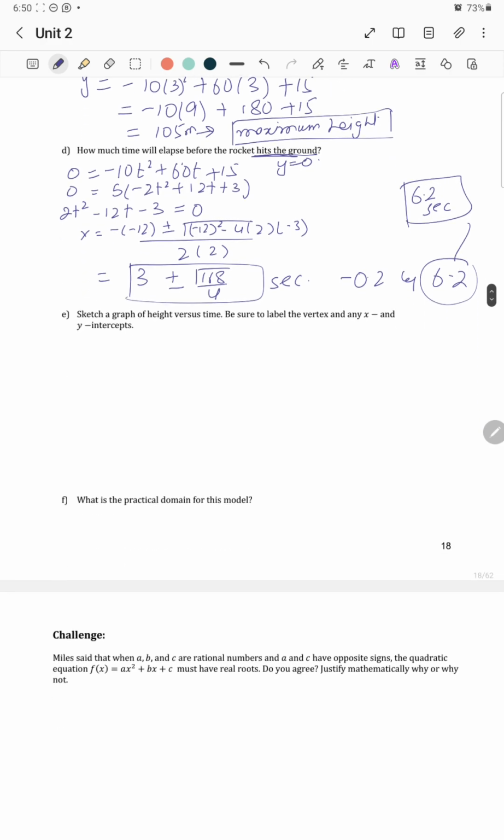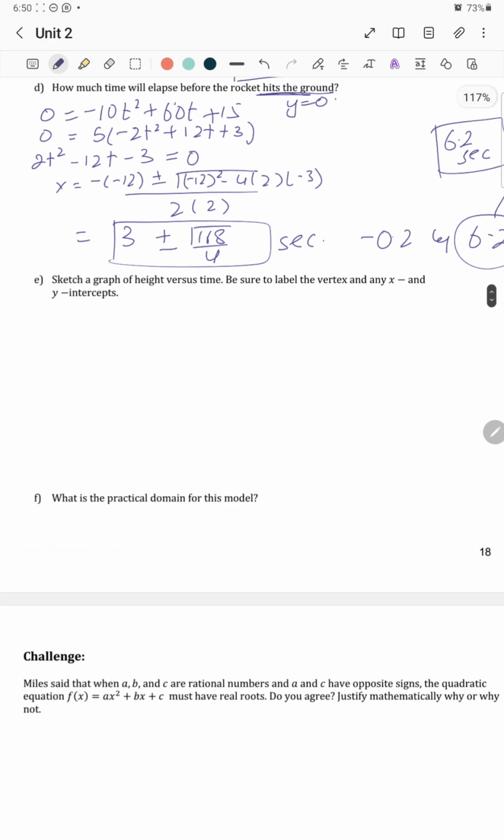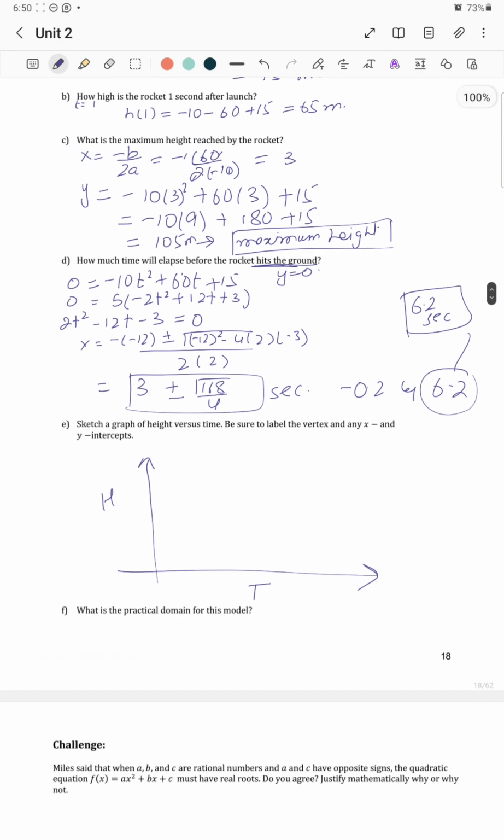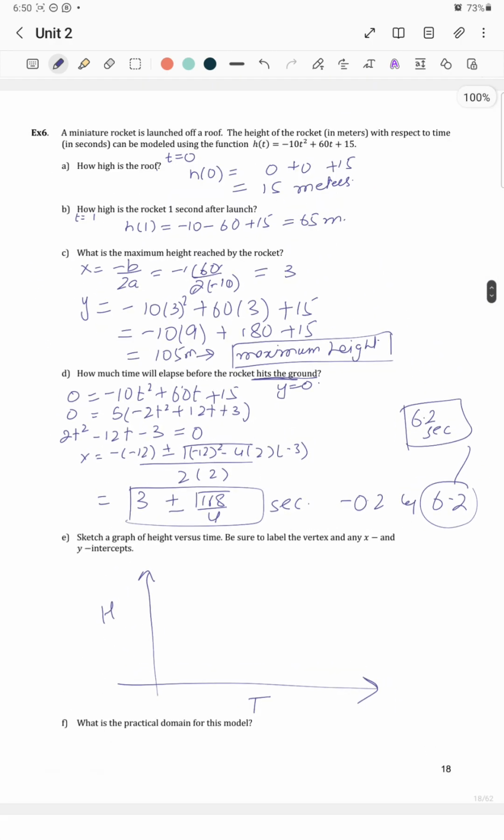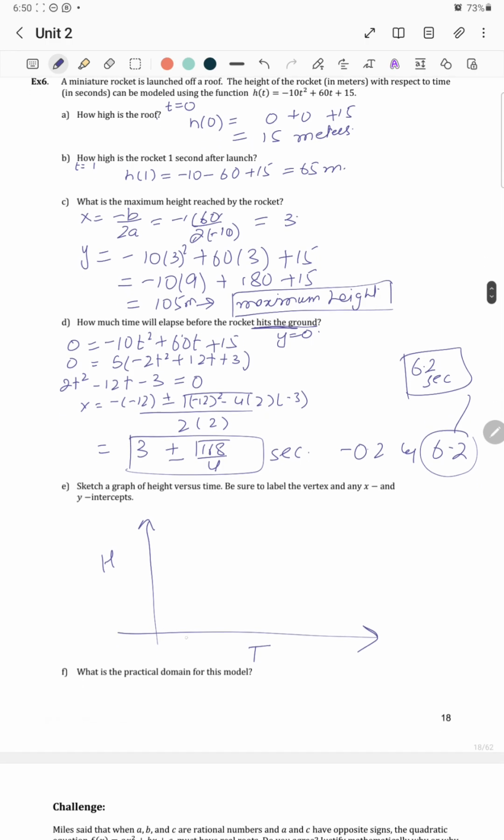Okay. Sketch the graph of the height versus time. Be able to show the vertex and any x and y intercepts. While plotting the graph of height versus time, it's always height on the y-axis and time on the x-axis. First of all, the vertex is 3 and 105. So 3 is from the x-axis, 1, 2 and 3, and 105 from the y-axis.